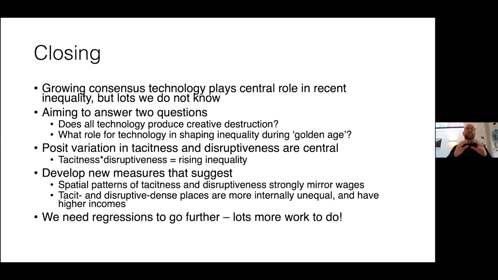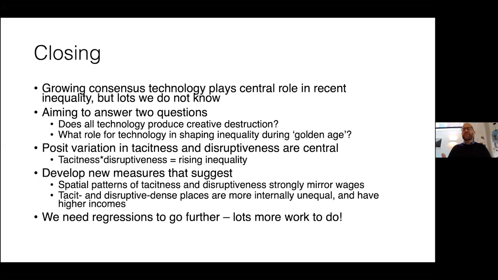In other words, the geography isn't just a byproduct or something that we think of later in thinking about inequality, but in fact its spatiality is central to our understanding of both the interregional, obviously, but also the interpersonal. And so we're developing measures that try to capture tacitness and disruptiveness so that we can explore this. And what we found so far is that the spatial patterns of tacitness and disruptiveness over this 80-year period strongly mirror the patterns of wage inequality between places and within places.